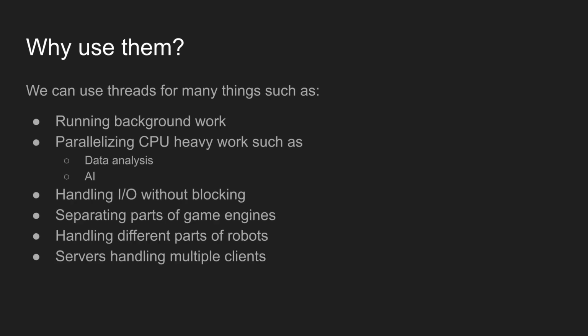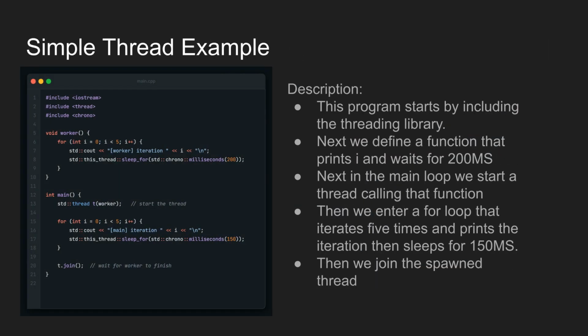Threads have many uses, including running background work and parallelizing CPU-heavy tasks like data analysis or AI. They are also crucial for handling I/O without blocking, separating parts of game engines, managing robots, and allowing servers to handle multiple clients. This simple example demonstrates how to create a thread.